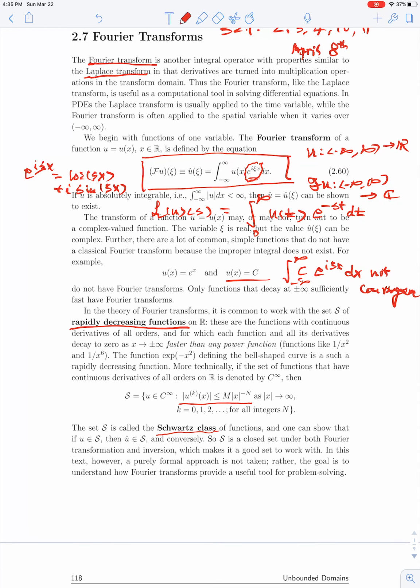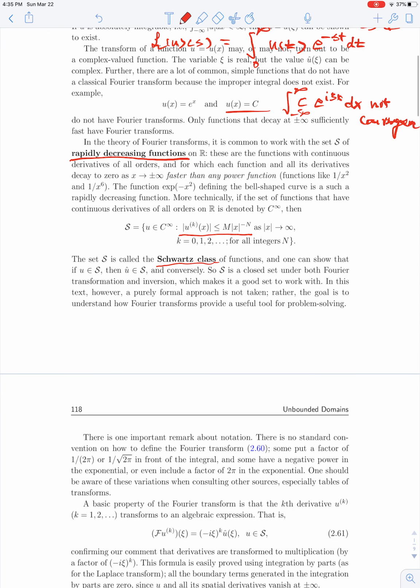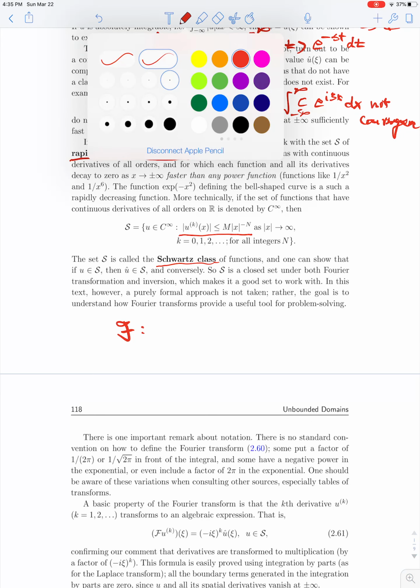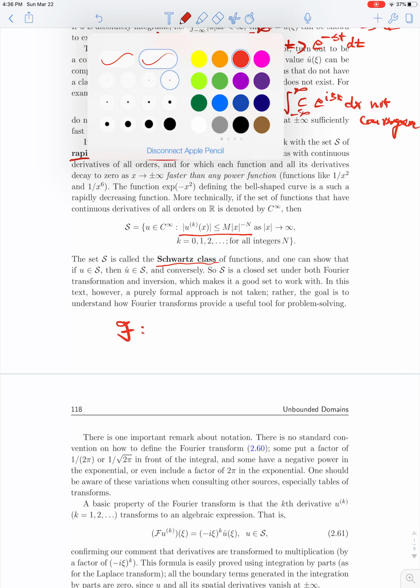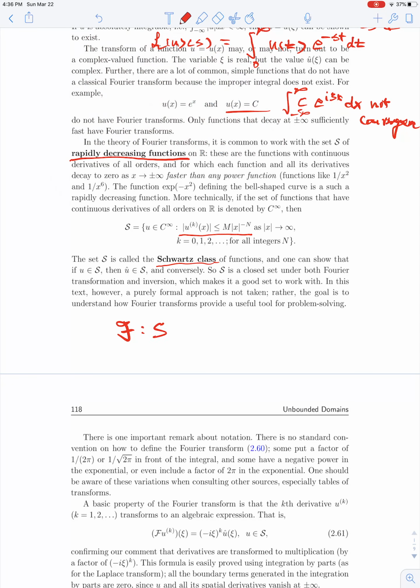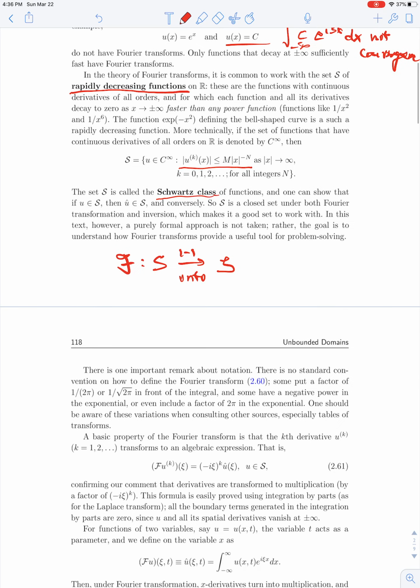Now, the good thing is that for this class of functions, the Fourier transform actually becomes a linear transform from this Schwartz class to the Schwartz class, and then we can prove that this map actually is one-to-one and onto, is a bijection, a linear bijection. But we are not going to do that in this class.